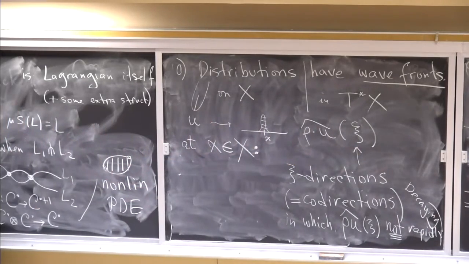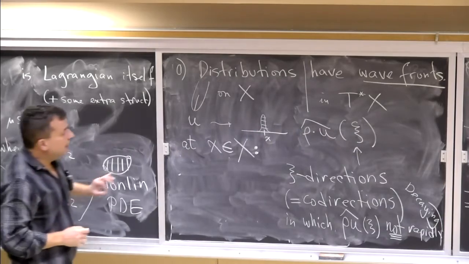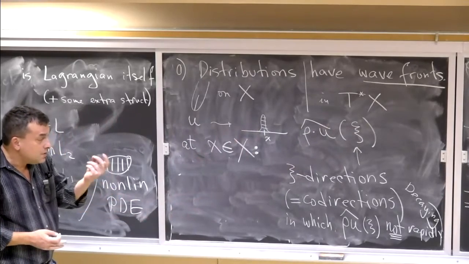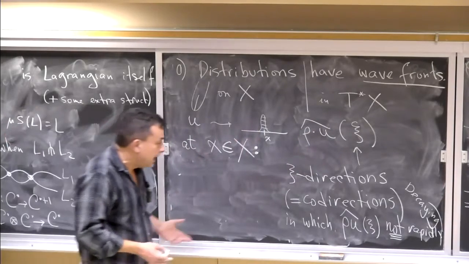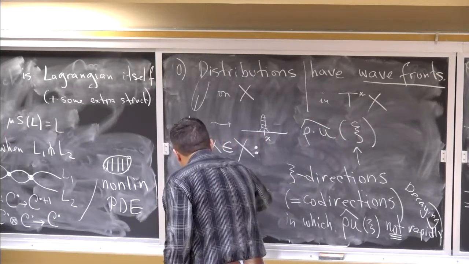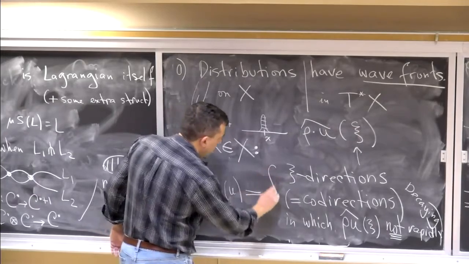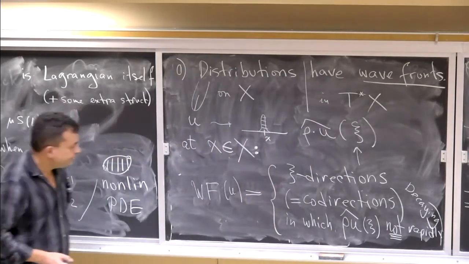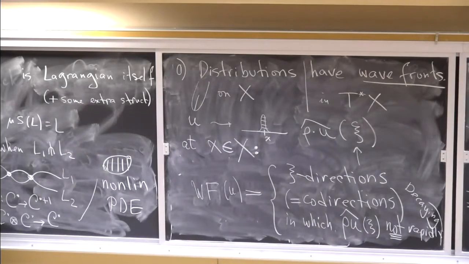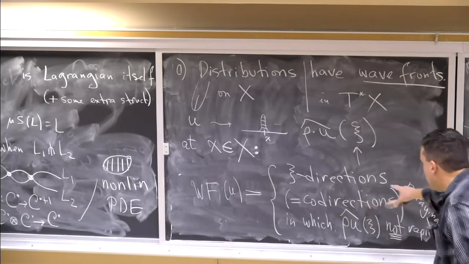And then consider those directions in Xi in which the resulting Fourier transform is not rapidly decaying. And those are singular codirections for a distribution. So declare it to be, I think maybe the correct notion is the wavefront of the distribution. What does direction mean? Co-directions, I mean.